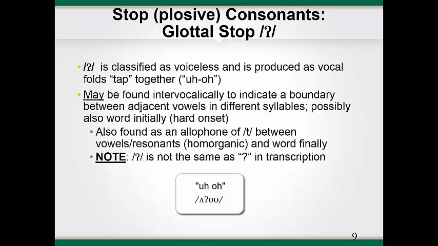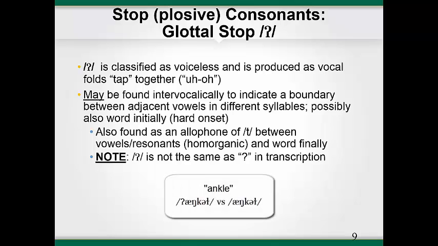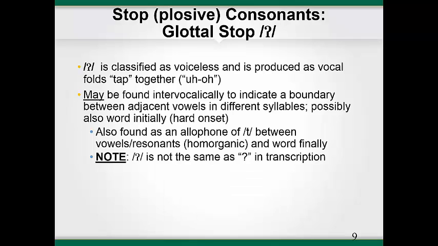Like in the word uh-oh, the glottal stop is sometimes found intervocalically to indicate the boundary between adjacent vowels in different syllables. It can also sometimes be heard when the word begins with a vowel. Here's an example with and without a glottal stop in a vowel initial word. Ankle versus ankle. The difference is subtle, but it's one that you should try to learn how to hear, because some children with phonological disorders replace initial consonants with a glottal stop. That can make it sound to a listener like there is no consonant there at all, but in fact the child is trying to make a sound in that position.